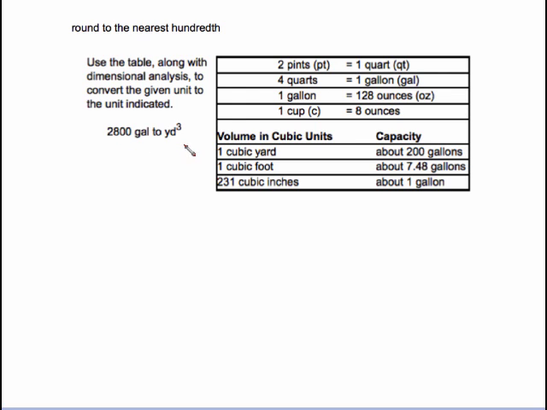280 gallons to cubic yards. 2,800 gallons to cubic yards. Let's see if we can find our conversion. Gallons to ounces, nope. Gallons, no. All right, we got gallons over here. We want gallons to go to cubic yards, which is right here. And that's exactly what you're going to have to do. You're not going to go to the conversion number automatically. You're going to have to scan the chart and find the one that works. We need gallons related to cubic yards.